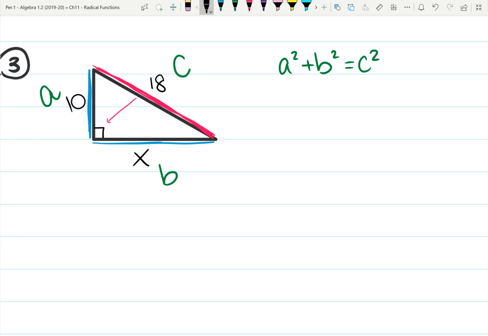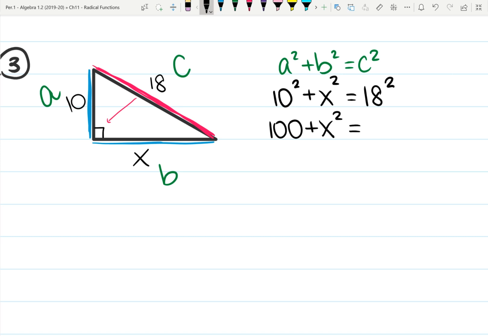And we're going to plug in the values from the picture. See, a is 10, so I'm going to say 10 squared. B, we don't know, it's x, it looks like, so I'm going to say x squared here. And c is 18, so 18 squared. Okay, I'm going to go ahead and multiply some things out. 100, 10 times 10, plus 18 squared. You know what?